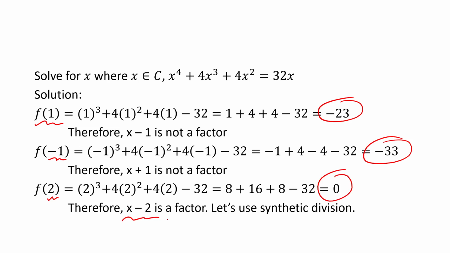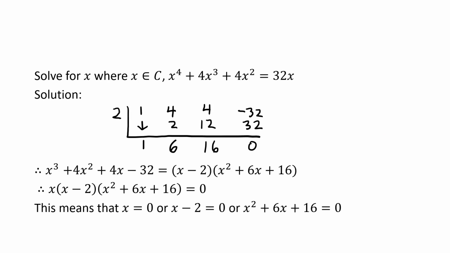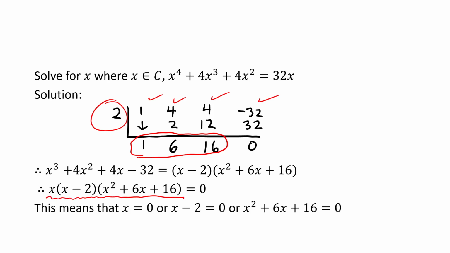That means x minus 2 is a factor. So we use synthetic division, and we divide x minus 2 from x cubed plus 4x squared plus 4x minus 32. And when we do that, we end up with the quadratic x squared plus 6x plus 16. So that means that our original fourth degree polynomial was really x times x minus 2 times x squared plus 6x plus 16. And that all equals 0.